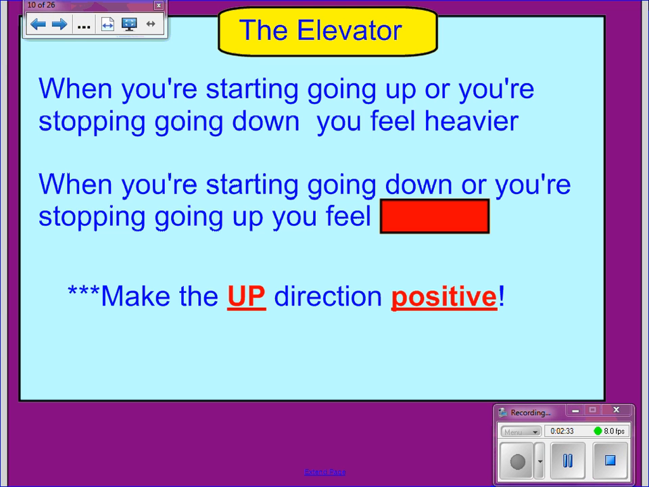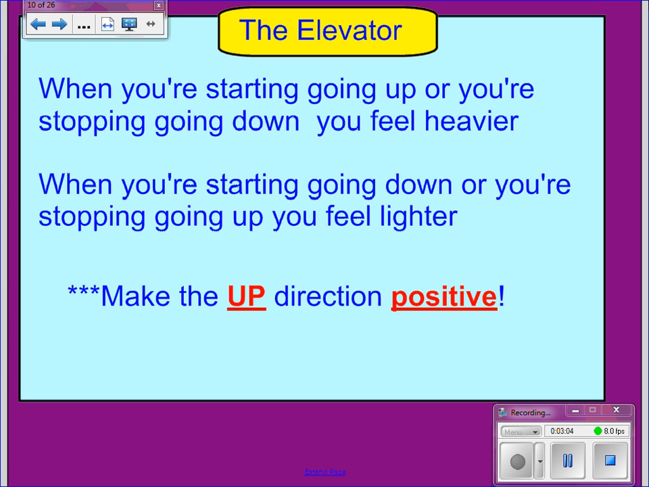So you can probably guess what the second one's going to be, but let's think through that situation as well. When you're starting going down, so you step on the elevator on the 10th floor and you're wanting to go down, when the elevator starts moving, or when you're stopping going up. So you're going up to the 10th floor, you're at floor 8, floor 9, and then all of a sudden you stop. In both those situations, hopefully you can go from your experience and say, I feel lighter.